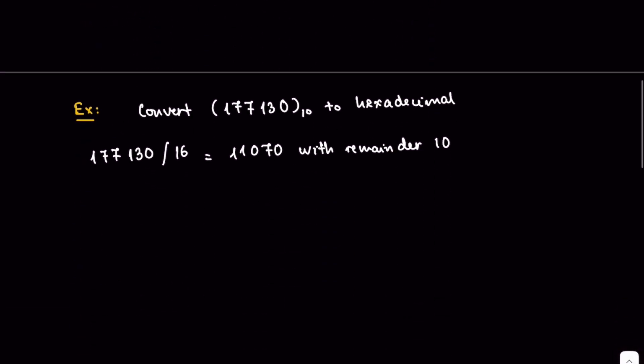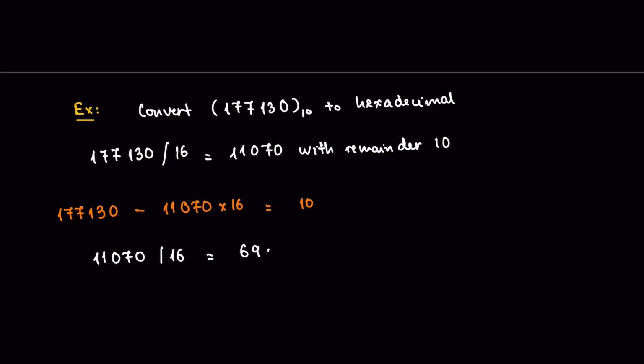So this result I get from using the calculator, and then to get the remainder, what you can do is take 11070 times 16, and this number gets subtracted from the original number, and you're going to get 10 for the answer, and 10 in this case is going to be the remainder. Now, the next number is 11070 divided by 16. Use a calculator. You're going to get 691 with a remainder of 14.